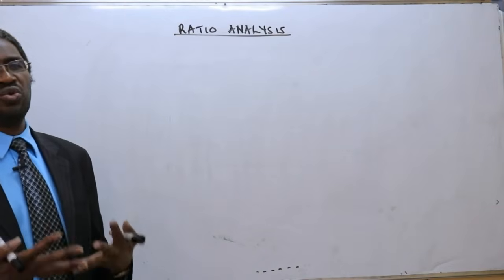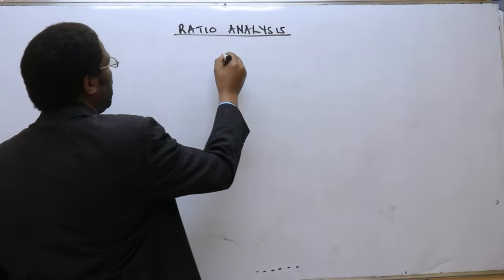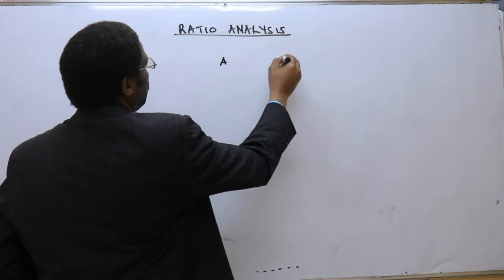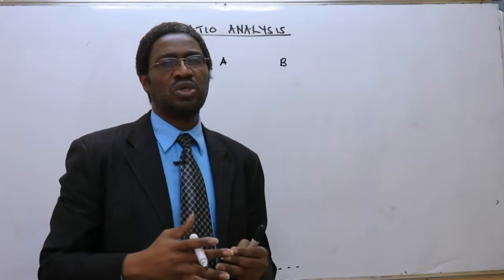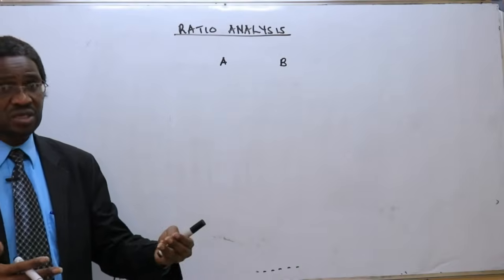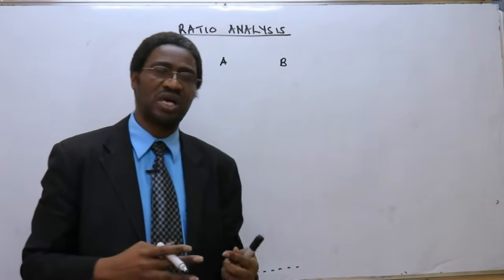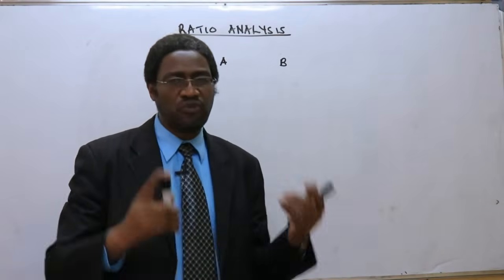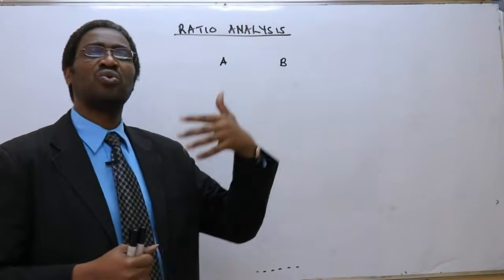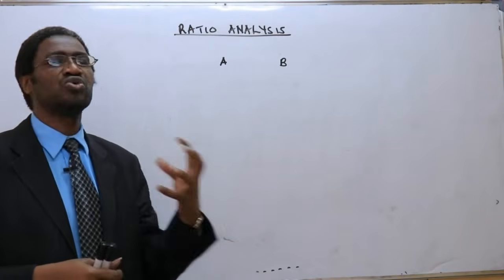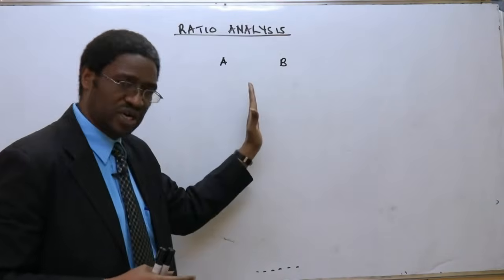As a company, you can use ratios to compare the performance of company A with maybe company B. Let us assume you are company A and you want to know whether your performance was the same as company B, which is maybe in the same industry. So you can use ratio analysis to compare the performance of two different firms which are in the same industry.